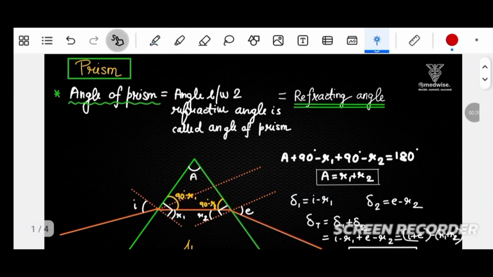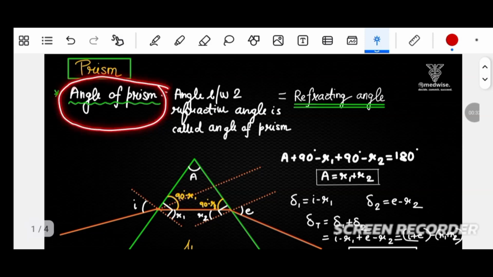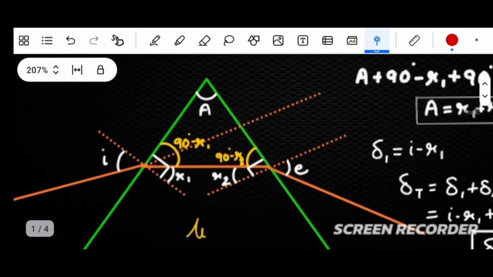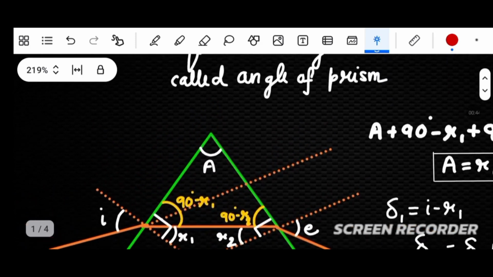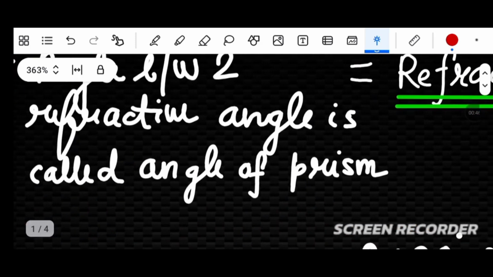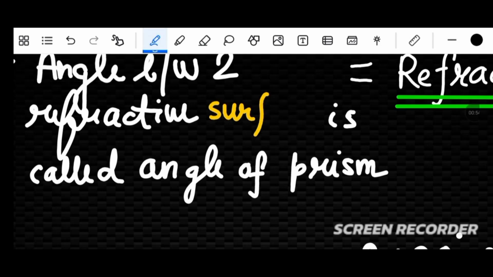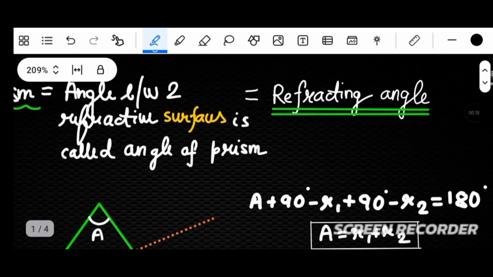Angle of prism. What is angle of prism? Angle between two refracting surfaces is called angle of prism, and this is called the refracting angle. What happens is that the angle between two refracting surfaces, it will be, okay. Yes, so there is a refracting angle.